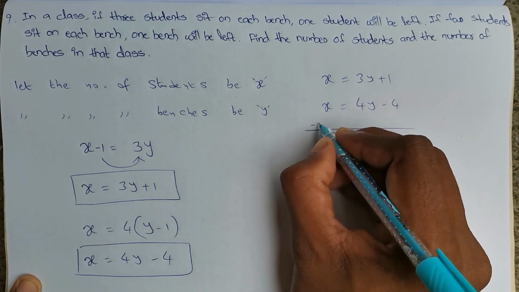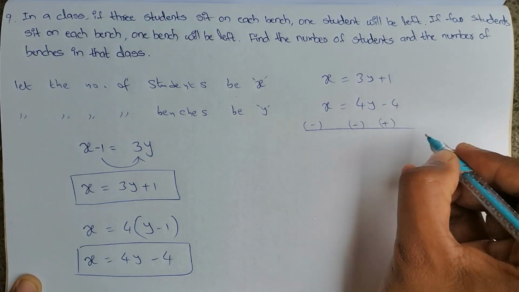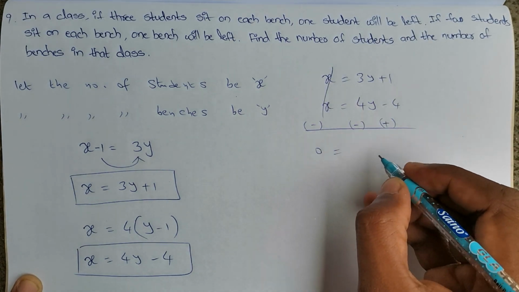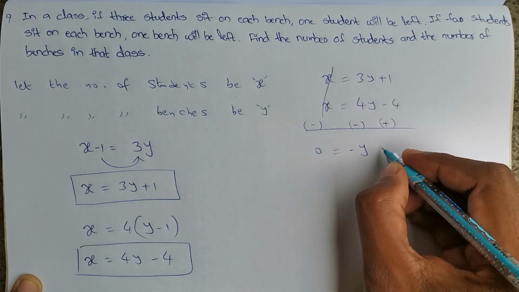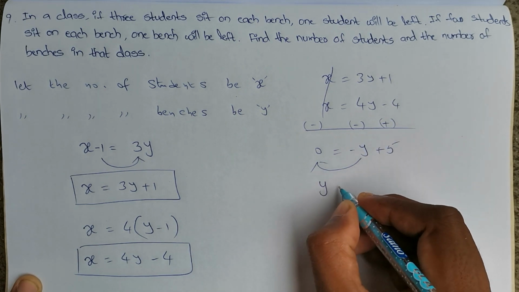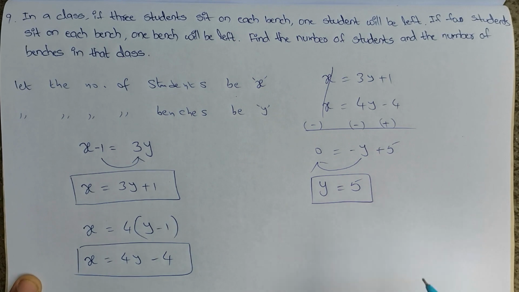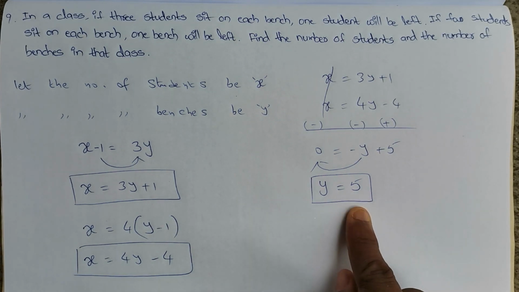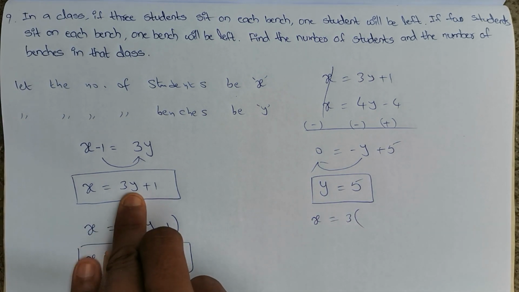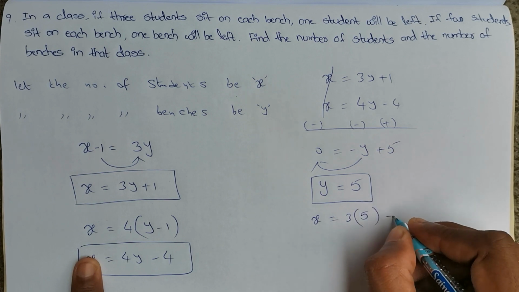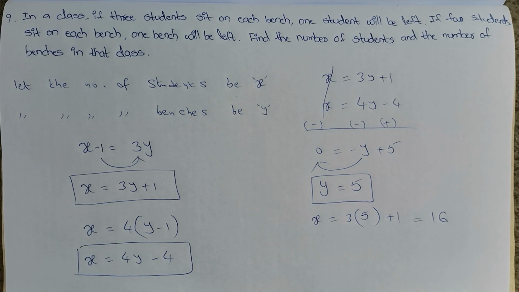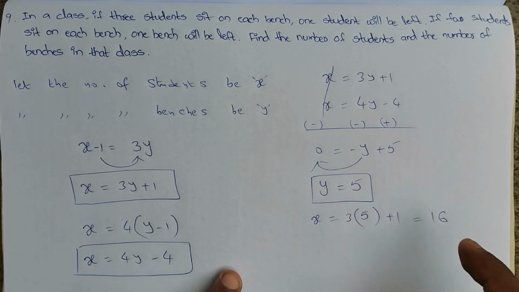I am doing subtraction, so this plus will become minus, plus will become minus, minus will become plus. x minus x, 0. 3y minus 4y, minus y. 1 plus 4, 5. Now I will bring this minus y to the left side, it will become plus y. So y equals 5. Next, this y I will substitute in the first equation. x equals 3 into, in the place of y, 5, plus 1. 3 fives are 15, 15 plus 1, 16. So the x value is 16 and the y value is 5.